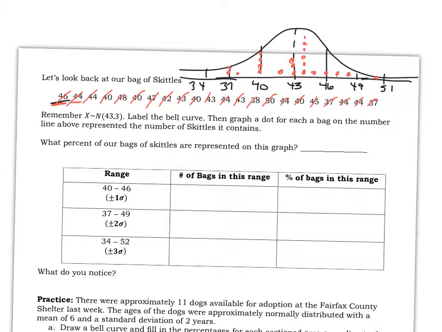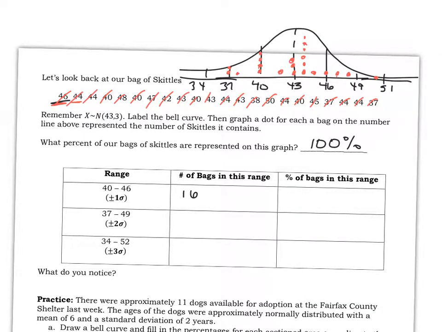Notice everybody's number of Skittles is all underneath my bell curve. So it says, what percent of our bags of Skittles are represented on this graph? Well, 100%, because all of it's under there. So now let's look at this. I want to find the range. It says number of bags in this range. So how many red dots are between 40 and 46? We're going to include 40 and 46. So I have 1, 2, 3, 4, 5, 6, 7, 8, 9, 10, 11, 12, 13, 14, 15, 16. So I had 16 between 40 and 46.